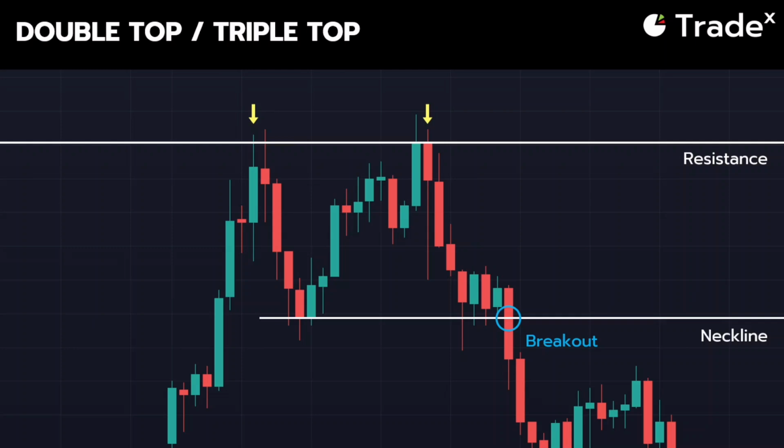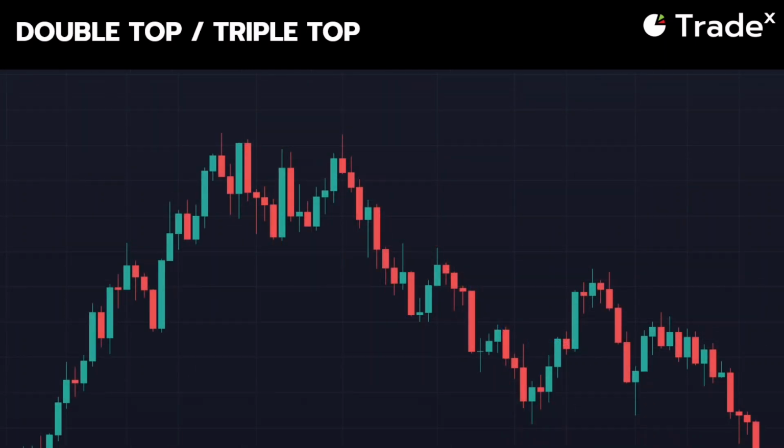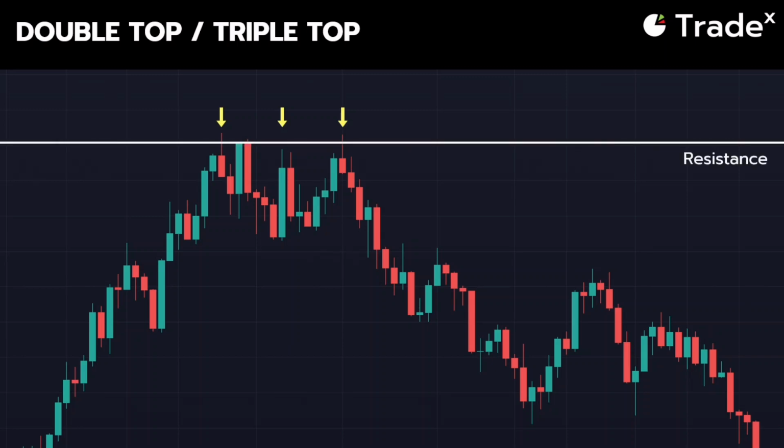As mentioned earlier, patterns can sometimes appear imperfect. In this case, we see the triple top pattern. The price rises and reaches the resistance level 3 times. Although the peaks may not be perfectly aligned, and there could be some minor variations in height, the pattern still indicates strong resistance. Each peak is accompanied by long upper wicks, showing persistent selling pressure.